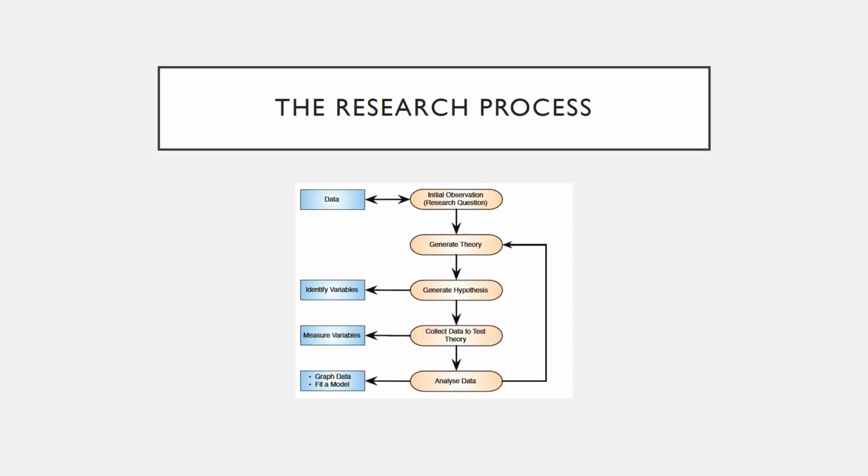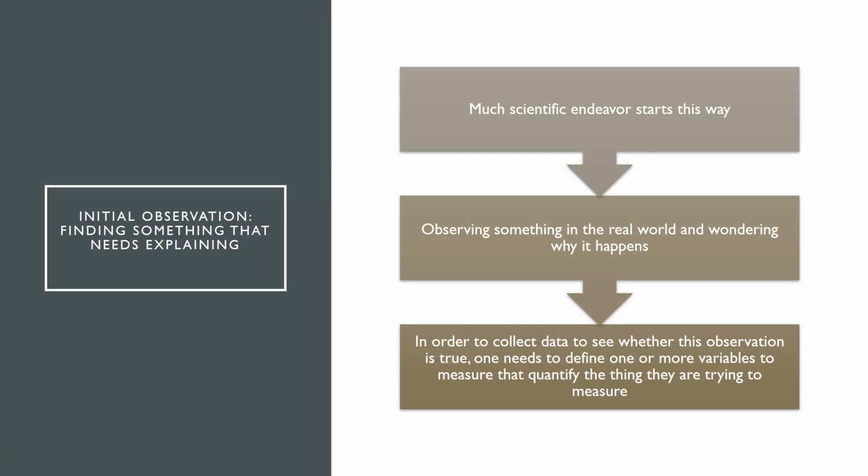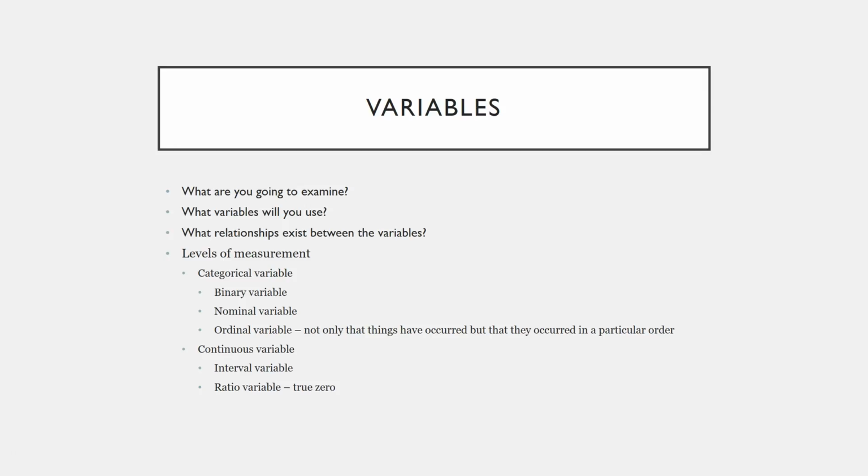So we'll go through a little bit more of each of these steps. This is the same steps in text. Initial observation is finding something that needs explaining, and then we'll generate and test theories and hypotheses. We'll collect data for our measurement. We'll collect and analyze the data in our research design, and then finally conduct our analysis to determine whether or not we can actually support or reject our hypothesis. Let's go into it in a little more detail. Actually, I'm going to skip this slide because it's basically saying the same thing that I just said.